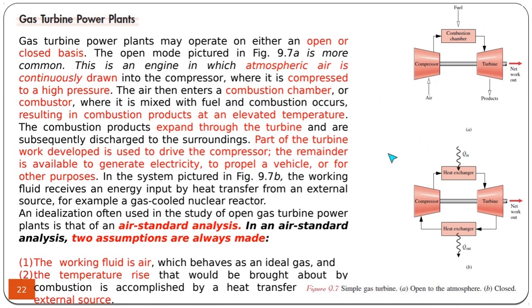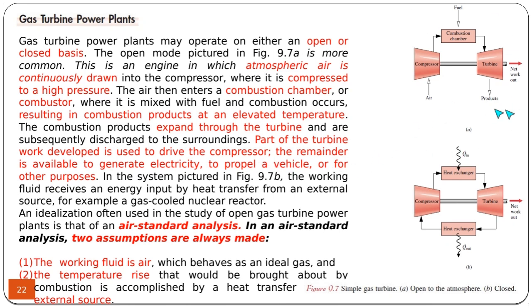A reciprocating engine is a closed system, whereas a gas turbine is an open system. Remember, in open systems, mass can cross the boundary, whereas in closed systems, mass is constant. So no mass can cross the boundary in closed systems, whereas in open systems, it can cross the boundaries.